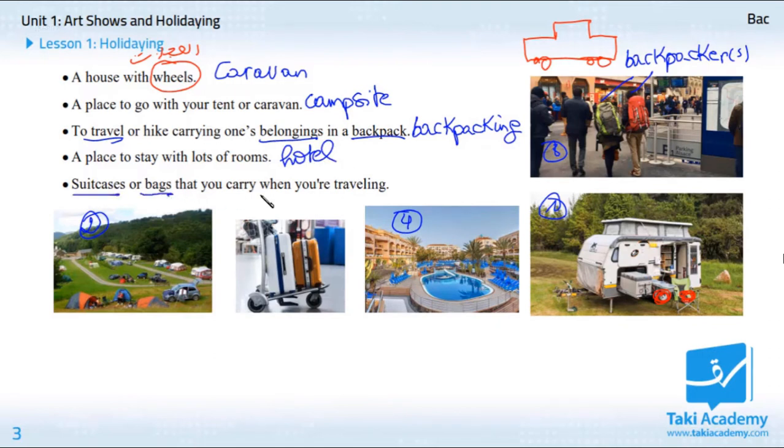Suitcases or bags that you carry when you're traveling. What do we call them? You know the word, I'm sure. We call them luggage. This is the British word. Okay, luggage, and the American word is baggage. So luggage and baggage are synonyms. And of course, here we have our luggage or baggage.